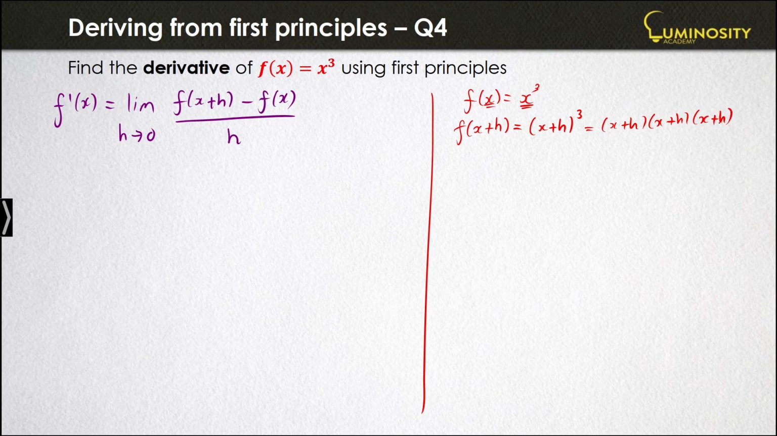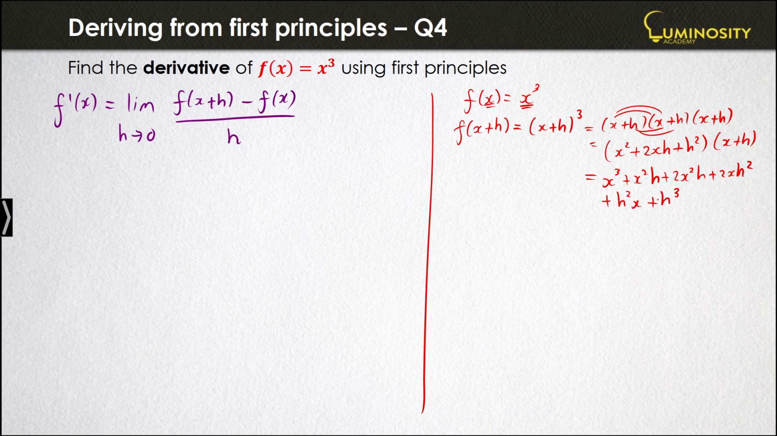Okay, so now if we do that, let's expand these first two brackets. x squared will have plus xh, so two amounts of xh, plus h squared, times x plus h. Okay, now we need to expand again. So x squared times x is x cubed, plus x squared h. Then we're going to have plus 2x squared h, plus 2xh squared. And then lastly, plus h squared x, plus h cubed.